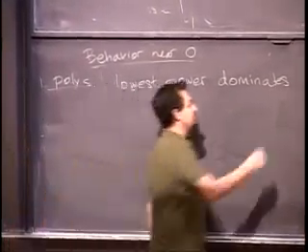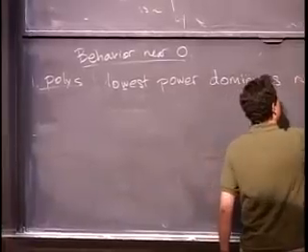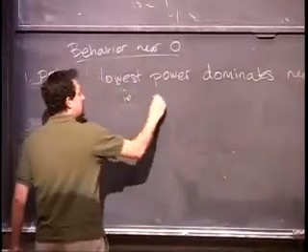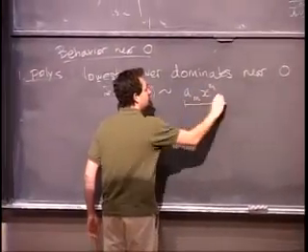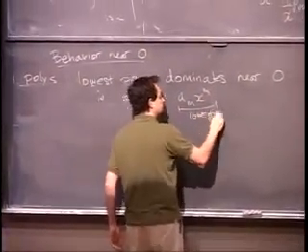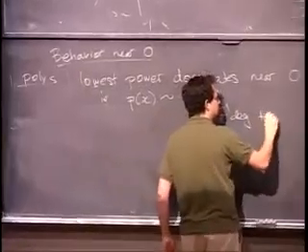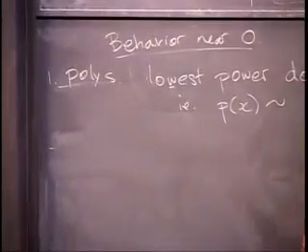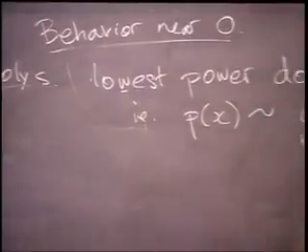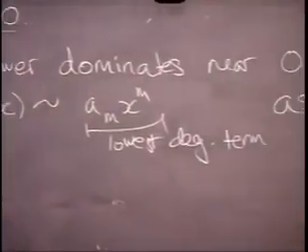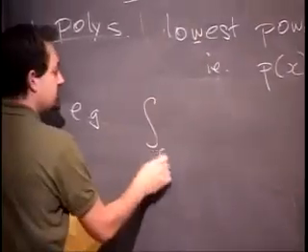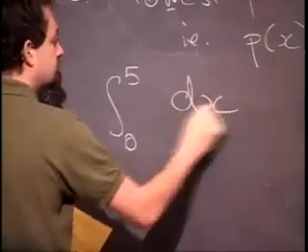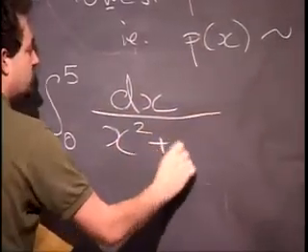Lowest power dominates near 0, i.e. p of x twiddles a_m x to the m, where this is the lowest degree term. And this is as x goes to 0. Why is that true? Well, let's look at an example and we'll get an idea. Consider the integral from 0 to 5 dx over x squared plus root x.